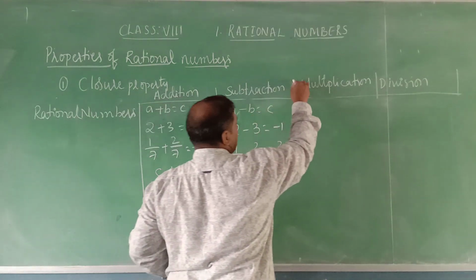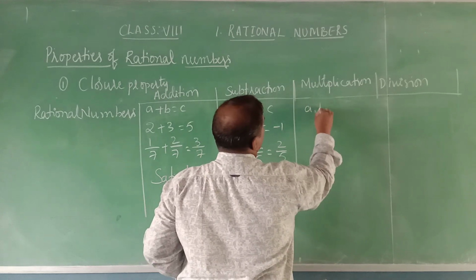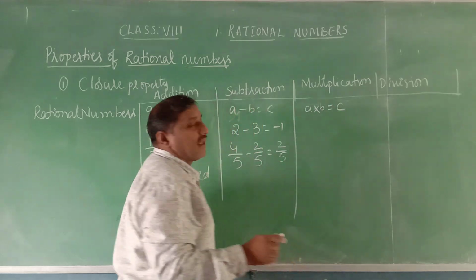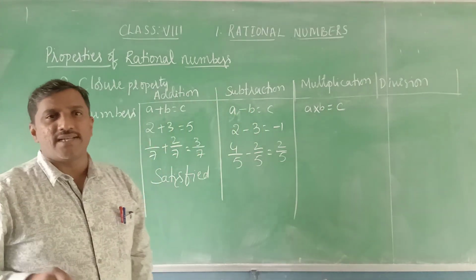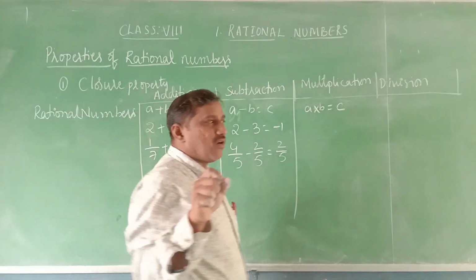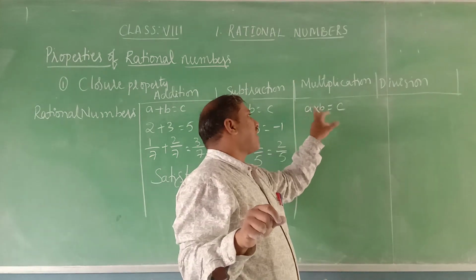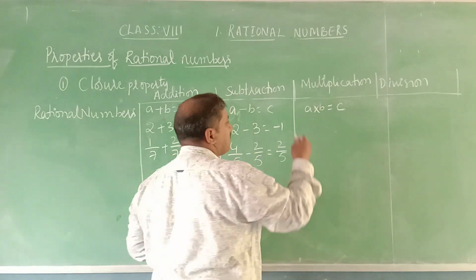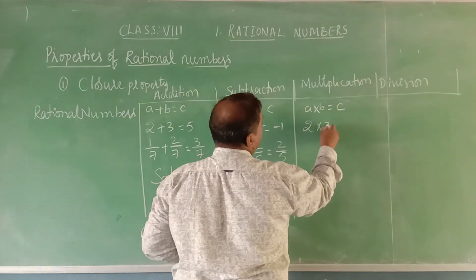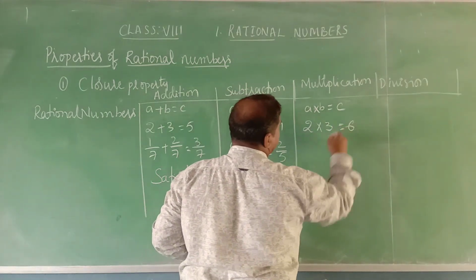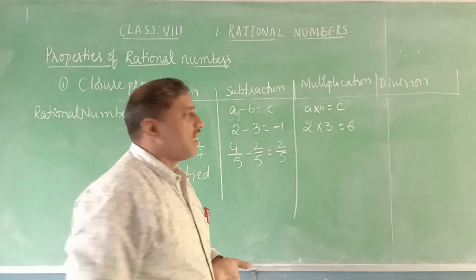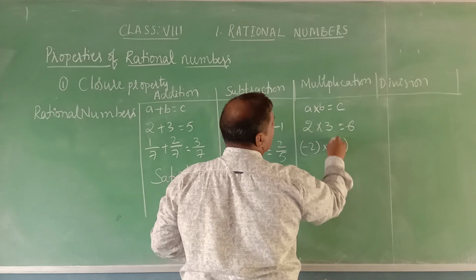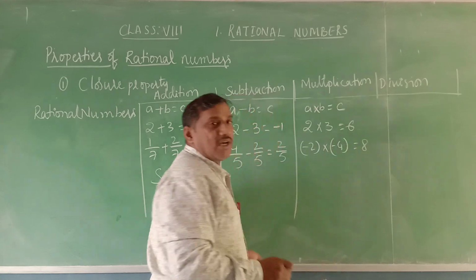Then multiplication. Let a, b be two rational numbers. Then a into b is equal to c. That is, the product of two rational numbers is also a rational number. See examples. 2 and 3 both are rational numbers. 2 into 3 is 6. Next, take minus 2 into minus 4. You will get 8. That is also a rational number.